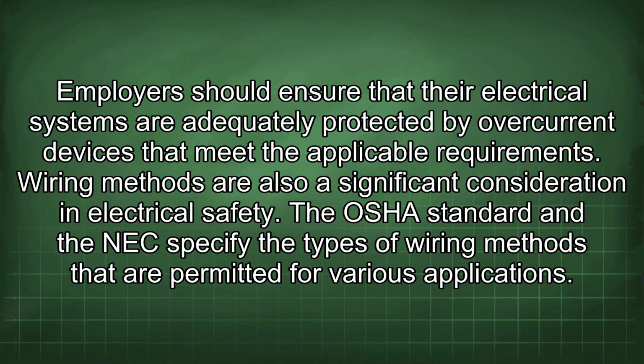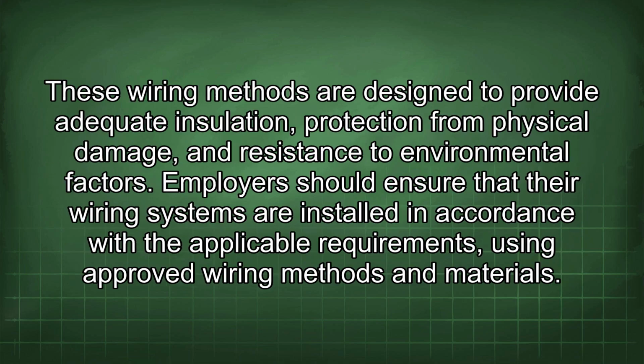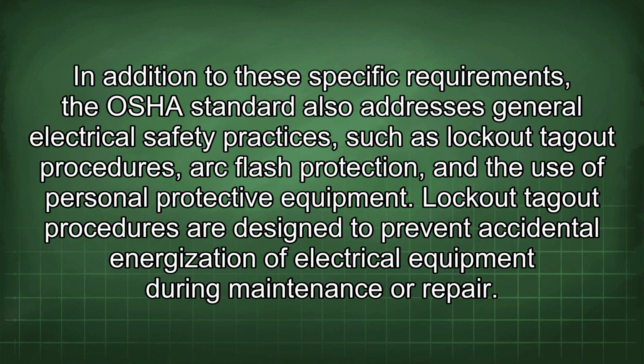Wiring methods are also a significant consideration in electrical safety. The OSHA standard and the NEC specify the types of wiring methods that are permitted for various applications. These wiring methods are designed to provide adequate insulation, protection from physical damage, and resistance to environmental factors. Employers should ensure that their wiring systems are installed in accordance with the applicable requirements, using approved wiring methods and materials.